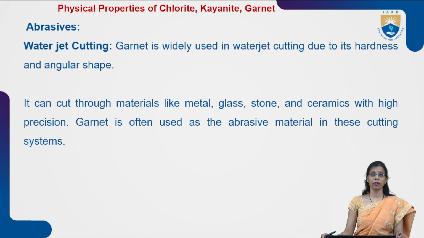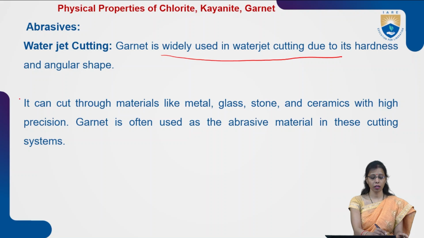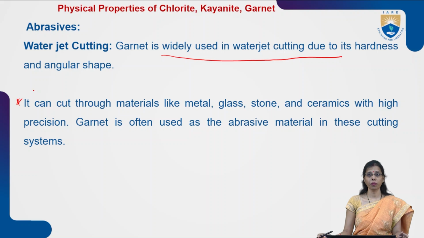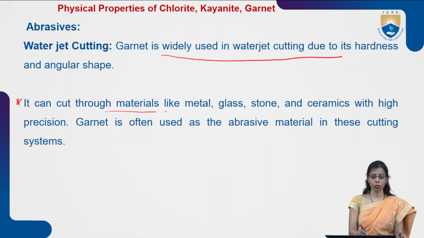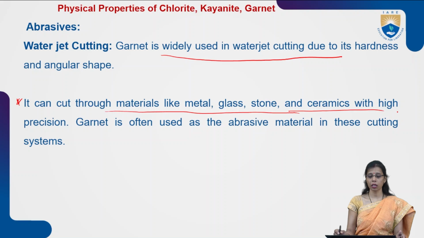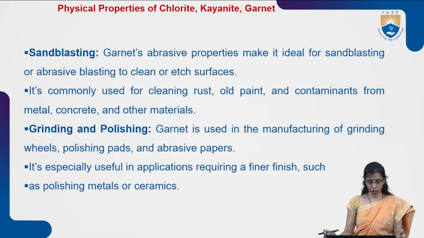As an abrasive, garnet is used in water jet cutting. Garnet is widely used in water jet cutting due to its hardness and angular shape. It can cut through materials like glass, stone, and ceramics with high precision, so garnet is often used as an abrasive material in these cutting systems.